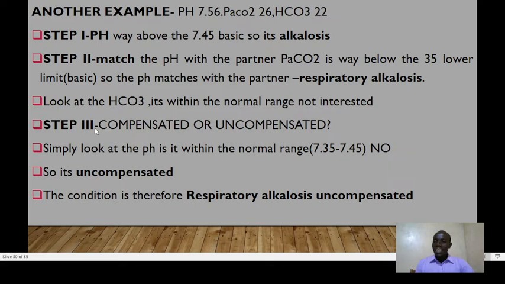Okay, let's look now at step 3, compensated or uncompensated. We again simply look at the pH. Is it within the normal range? If it's within the normal range, compensated. If it's outside, uncompensated. Look at 7.56, it is outside the normal range. So that means it is uncompensated. So the final description for this case will be respiratory alkalosis and uncompensated.